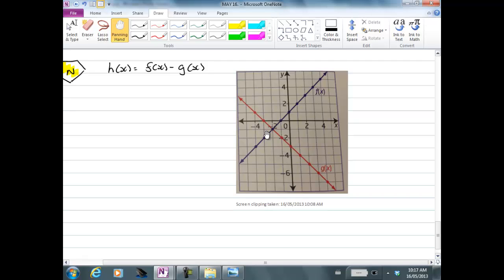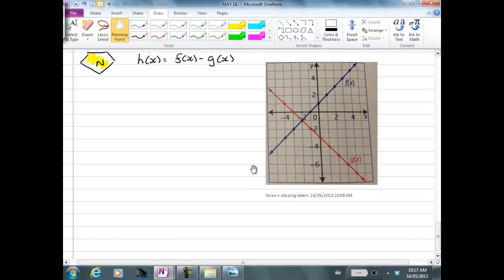What did you do, Bar? I made two tables of values for the f of x and g of x. And then I used the same x points. And I plotted the y's, and then I minus the y values from each other. That's exactly what you have to do. I'm going to show you what she meant. We're going to create a table of values right now.